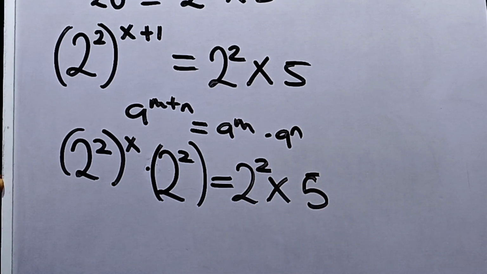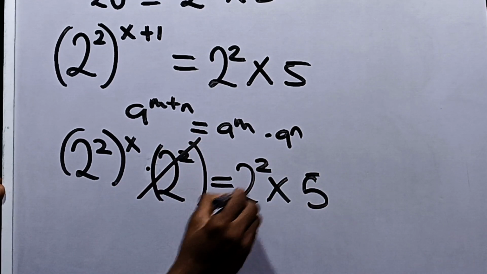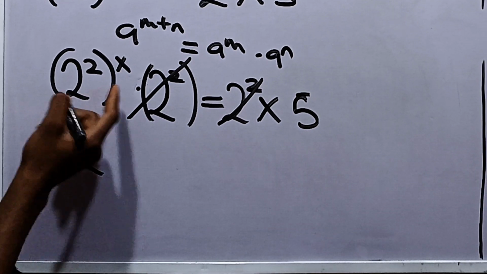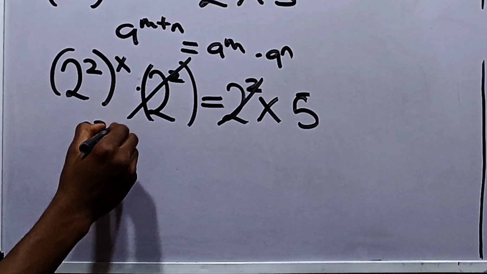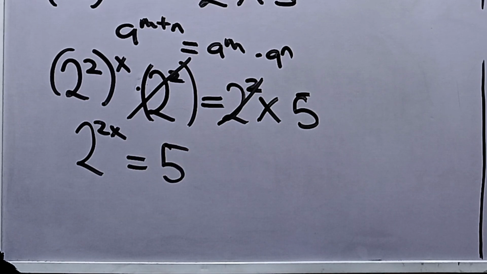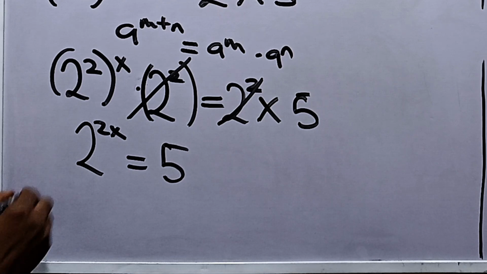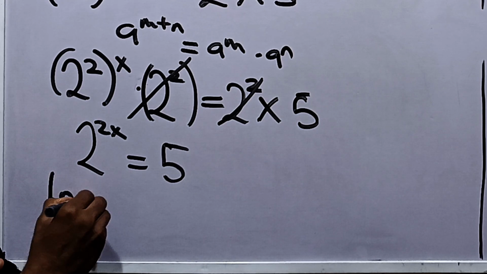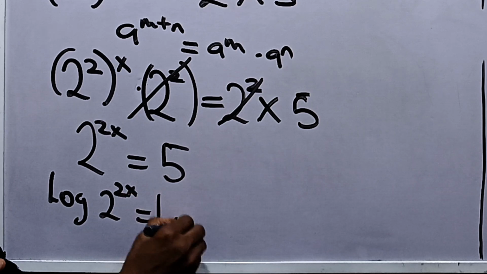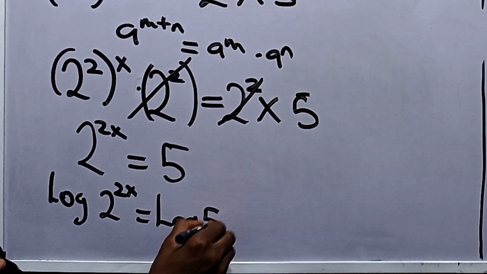Okay, and you can see we have 2 raised to power 2 on both sides, you can cancel each other. So then we're left with 2 raised to power 2x to be equal to 5. Okay, now at this point, let's go ahead and take the logarithm of both sides. So we have the logarithm of 2 raised to power 2x to be equal to the logarithm of 5.